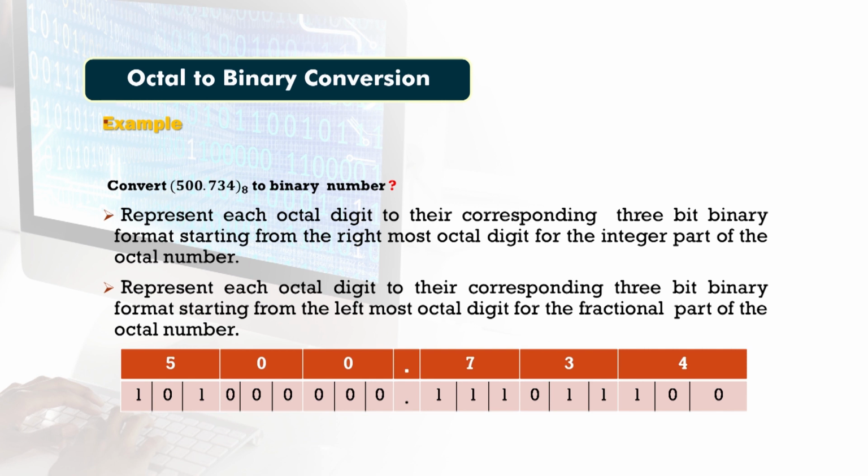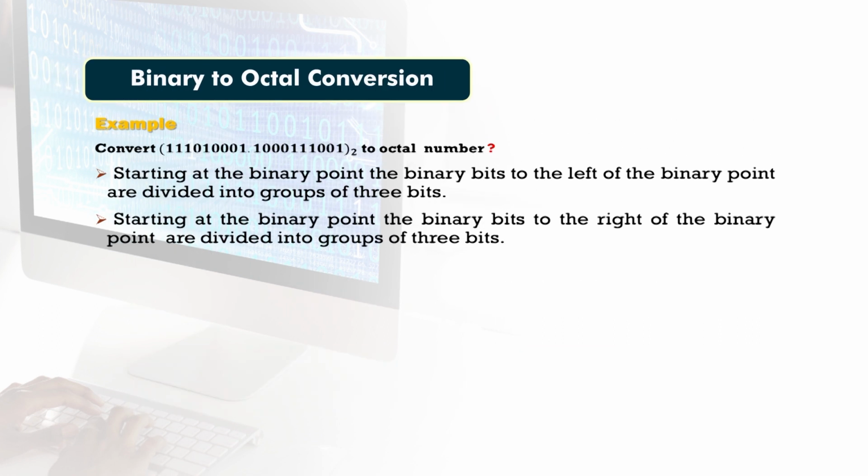The octal digit 5 is represented as 101. Similarly, for the fractional part, we represent each octal digit by the corresponding 3-bit binary format, starting from the leftmost octal digit of the fractional part. That means, after the fractional point, I will start with the leftmost octal digit, that is 7, and replace it with its 3-bit equivalent binary number, that is 111, followed by 3, which I replace by its 3-bit binary number, 011, and then 4, which is replaced by the 3-bit binary number 100. So, we get the equivalent binary representation for the octal number 500.734.